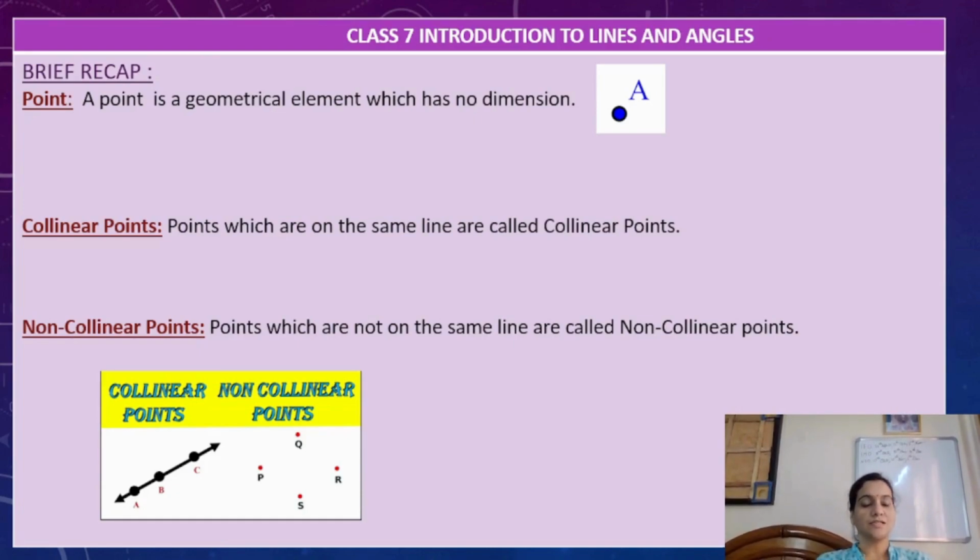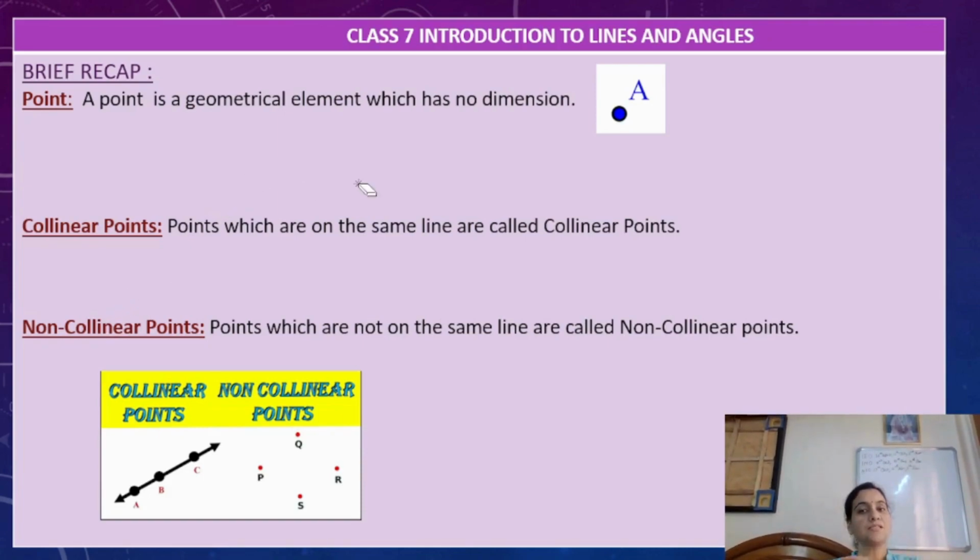So let's start with a point. A point is a geometric element that has no dimension. It has no thickness, no length, no width, nothing. Okay, it's just a point. That kind of geometrical element which has no dimension is a point.